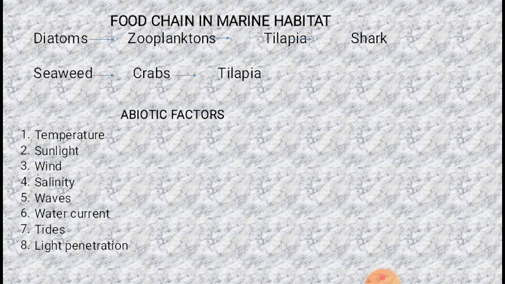marine habitats. We'll meet next class where we'll be treating estuarine and freshwater habitat. Thank you.